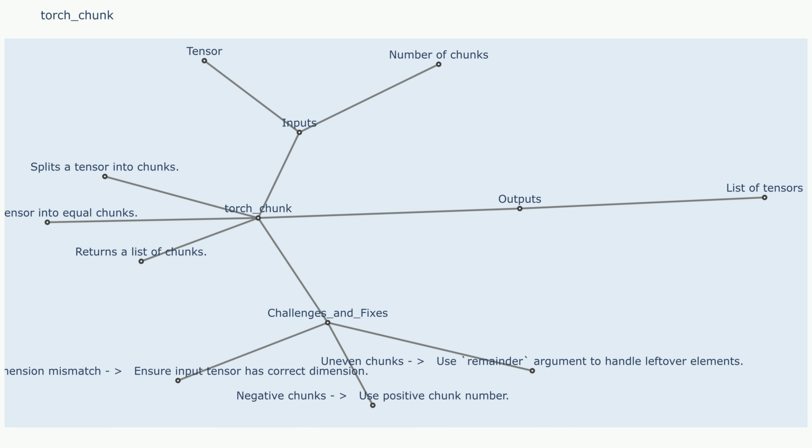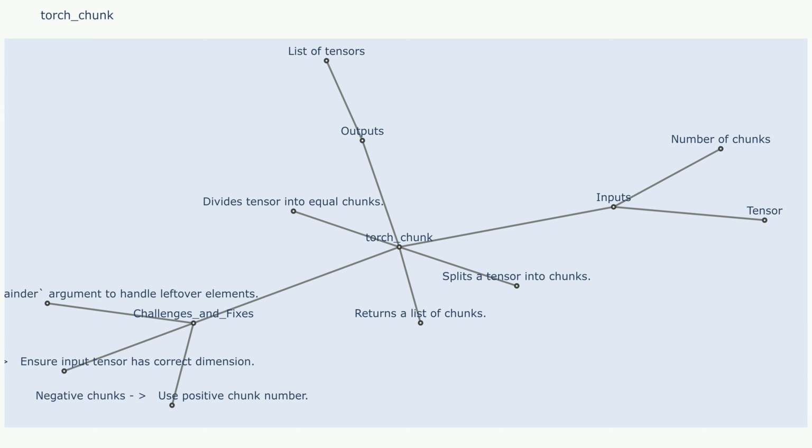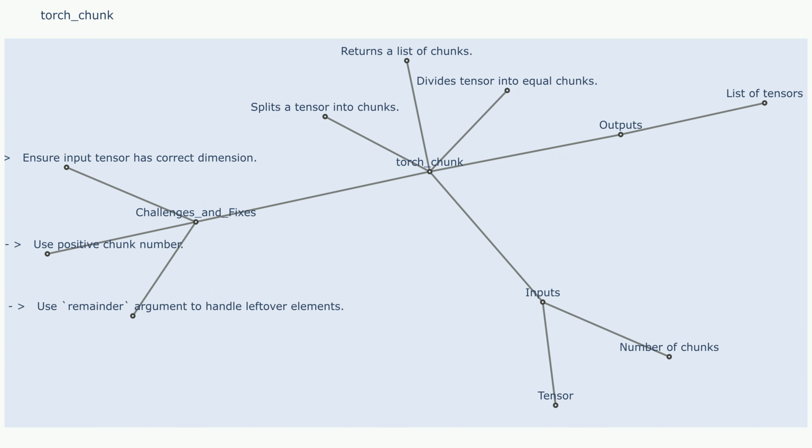Torch chunk. Description: the torch.chunk function splits a tensor into multiple chunks along a specified dimension. It divides the tensor into equally sized chunks, and the last chunk may be smaller if the tensor's size is not perfectly divisible by the number of chunks.